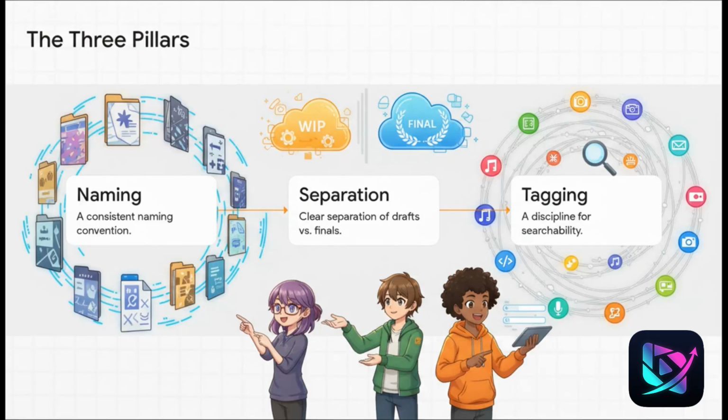And here are the three pillars that hold it all up. First, a consistent naming convention, so every file tells you its story just by looking at it. Second, a clear separation between your work-in-progress files and your final polished assets. This alone will save you from so many mistakes. And third, a tagging discipline, which basically turns your folders into a superpowered, searchable database.